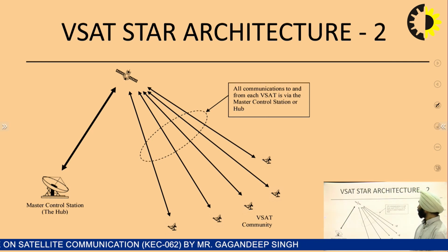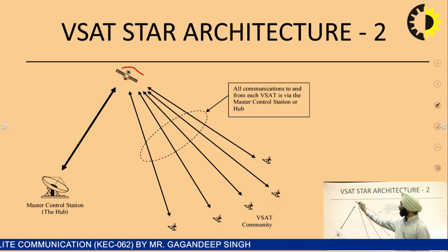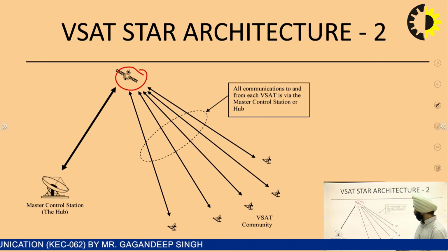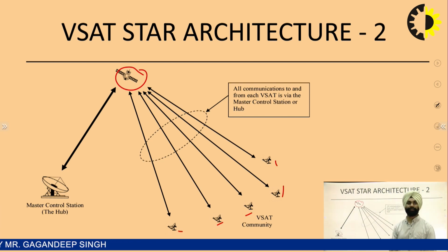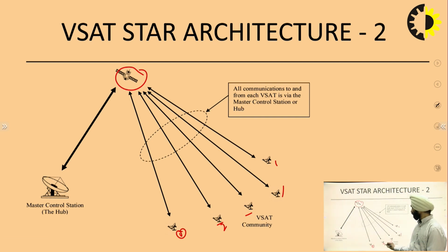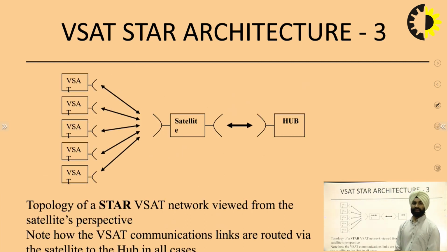This is one example of a star network, where the satellite is a central hub and all other VSATs are communicating with this central hub. So VSAT 1 can communicate with VSAT 2 using the satellite link only. This is the block diagram of the star topology. The VSATs are there, and any hub or station can communicate through the satellite to all other VSATs.